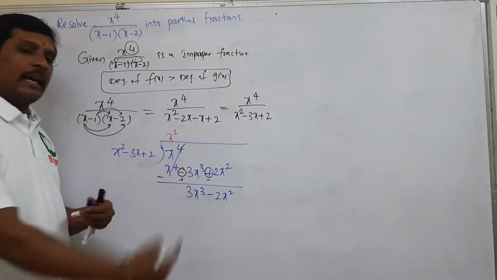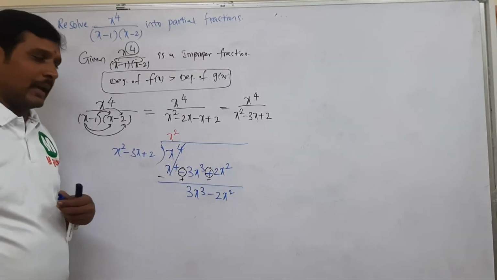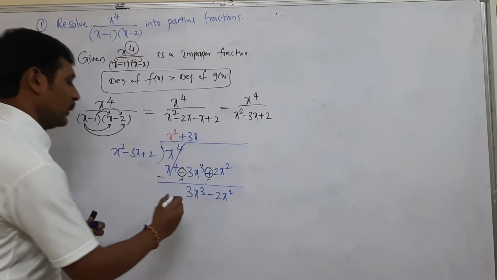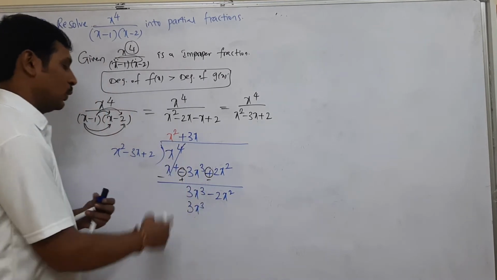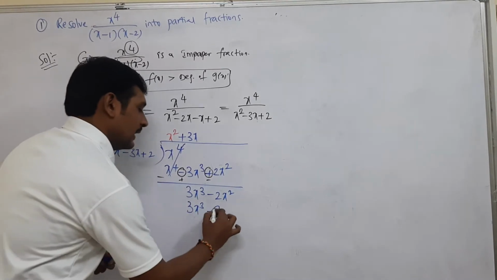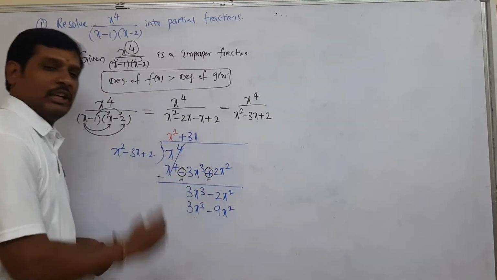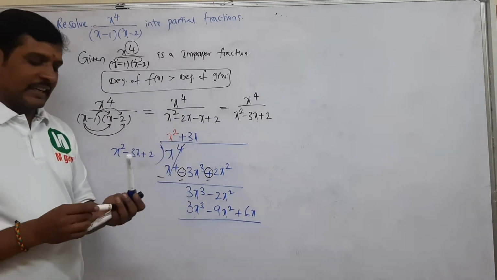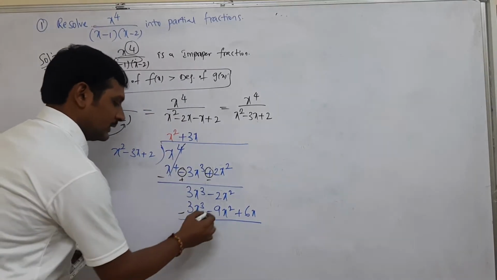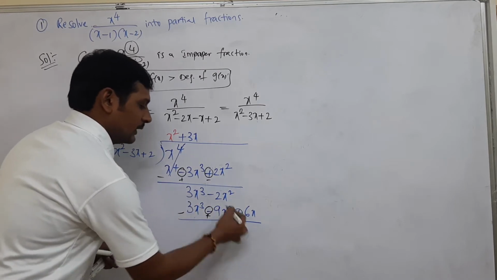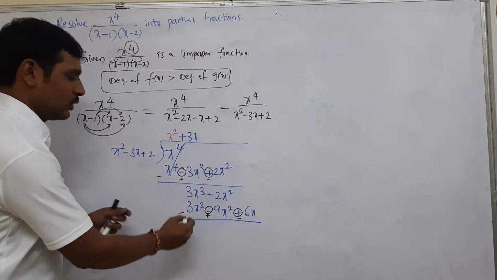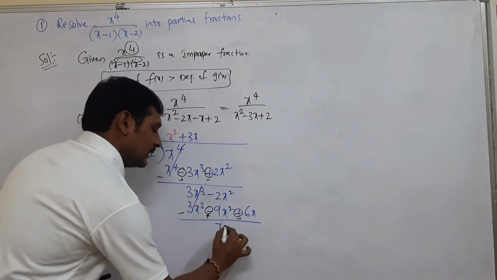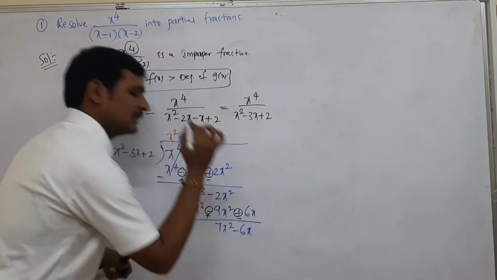Once again, how many times does 3x cube come under x square? 3x times, right? So 3x into x square is 3x cube, 3x into 3x is 9x square, 3x into 2 is 6x. Again, let us change the signs of that. So this comes to minus, this goes to plus, this goes to minus. Now 3x cube minus 3x cube gets cancelled. 9x square minus 2x square is 7x square minus 6x.